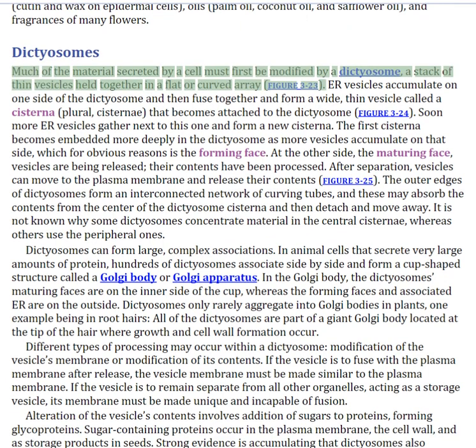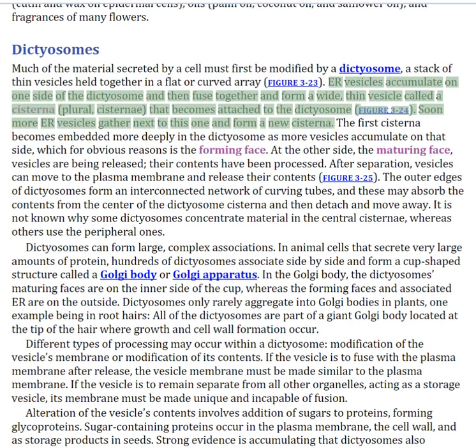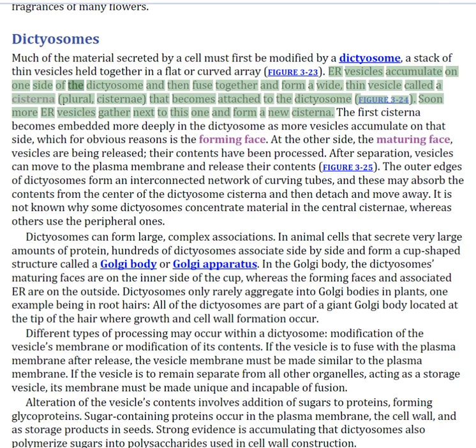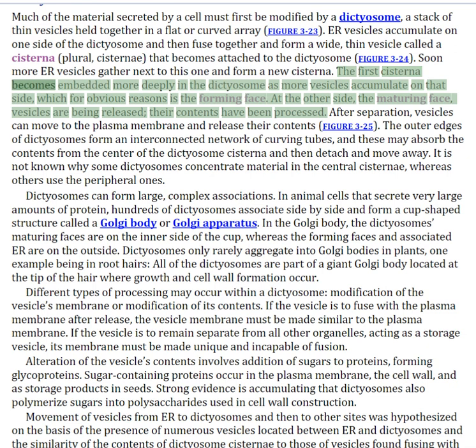Dictyosomes. Much of the material secreted by a cell must first be modified by a dictyosome, a stack of thin vesicles held together in a flat or curved array. ER vesicles accumulate on one side of the dictyosome and then fuse together and form a wide, thin vesicle called a cisterna that becomes attached to the dictyosome. Soon more ER vesicles gather next to this one and form a new cisterna. The first cisterna becomes embedded more deeply in the dictyosome as more vesicles accumulate on that side, which for obvious reasons is the forming face.